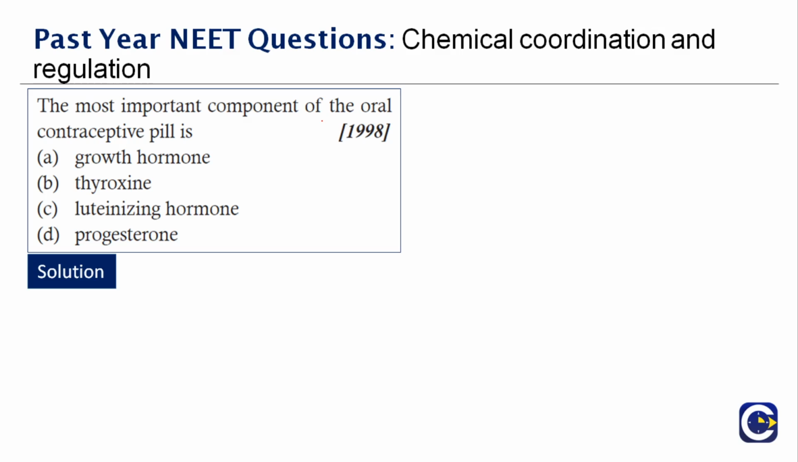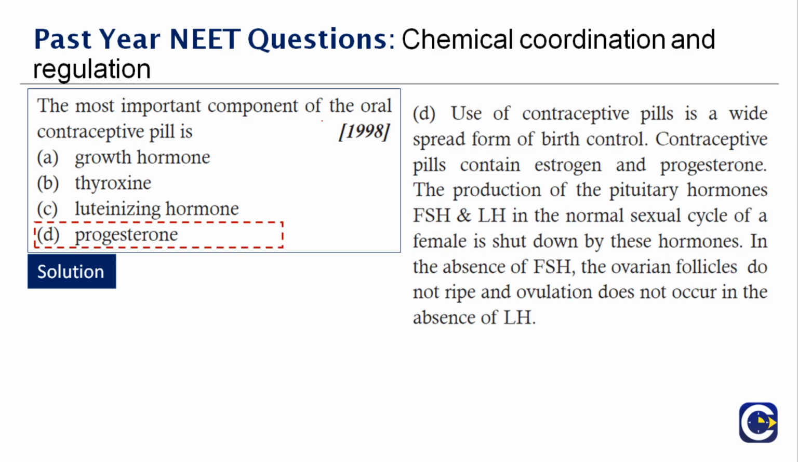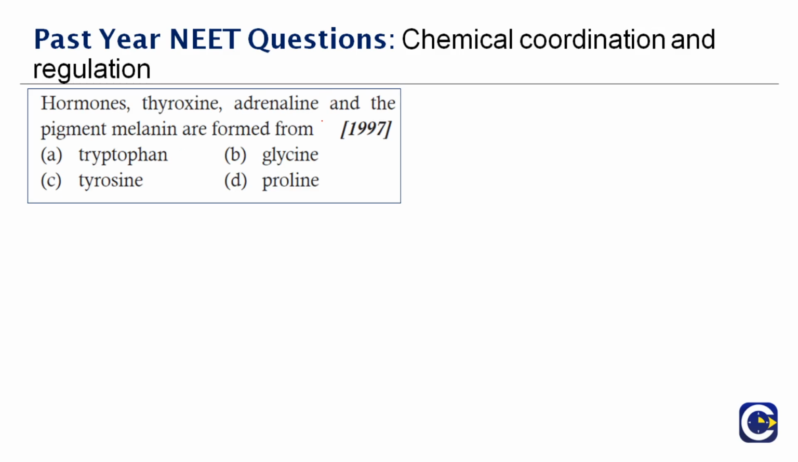Use of contraceptive pills is a widespread form of birth control. Contraceptive pills contain estrogen and progesterone. The production of the pituitary gland hormones, which are FSH and LH, for the normal sexual cycle of the female, is shut down by these hormones. In the absence of FSH, ovary follicles do not ripen. Therefore, you can stop the process of further ovulation. Therefore, the right answer to this question is option D. But the two components that you need to remember are both progesterone and estrogen.